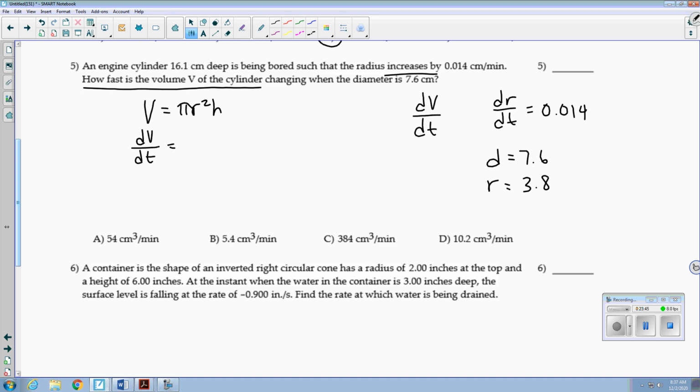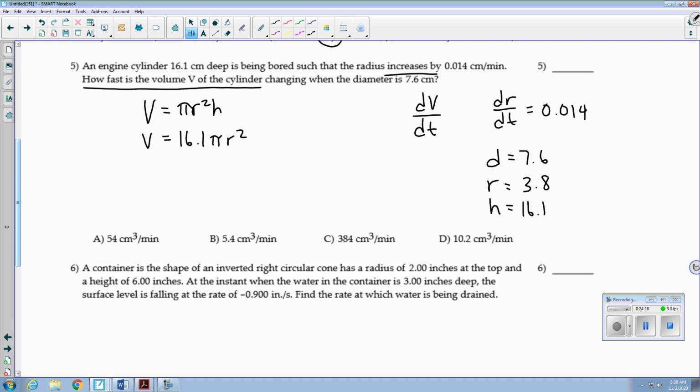we can differentiate, but actually, before I do, what I should have said is we also know the engine cylinder is 16.1 centimeters deep. So the height of this cylinder is 16.1, and that thing doesn't change. So the radius is only increasing, that height is staying constant. So I'm going to substitute that value in right off the bat. So let's say 16.1 pi r squared.